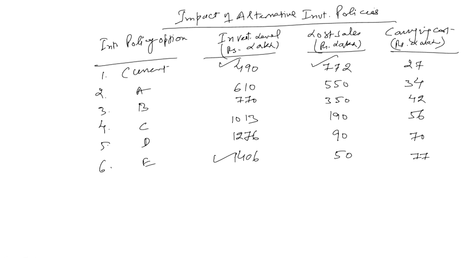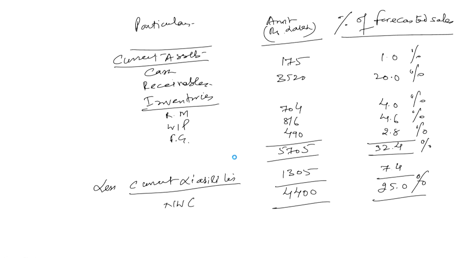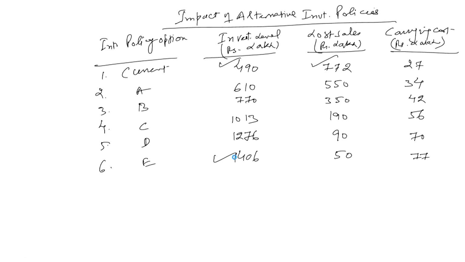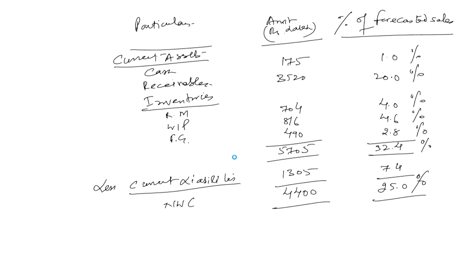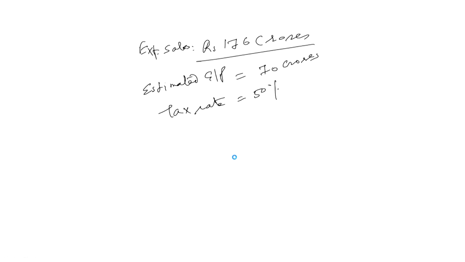So, this is the information given to us by the company. This is the working capital position in the company, this is the inventory policy position which has been worked out in the company, and in the other case we have the initial information about the company: the expected sales are 176 crores, estimated gross profit is 70 crores and the tax rate is 50%. Up to this point we have fetched the information from the company records.